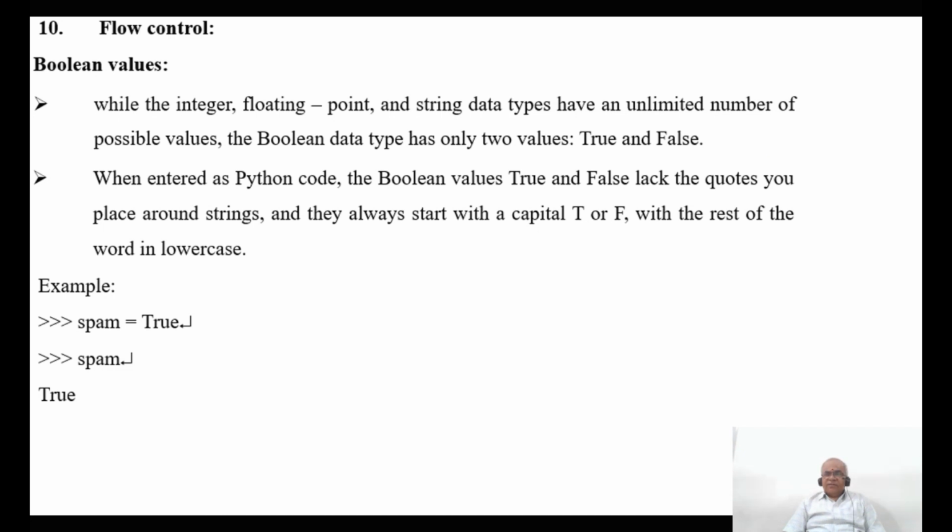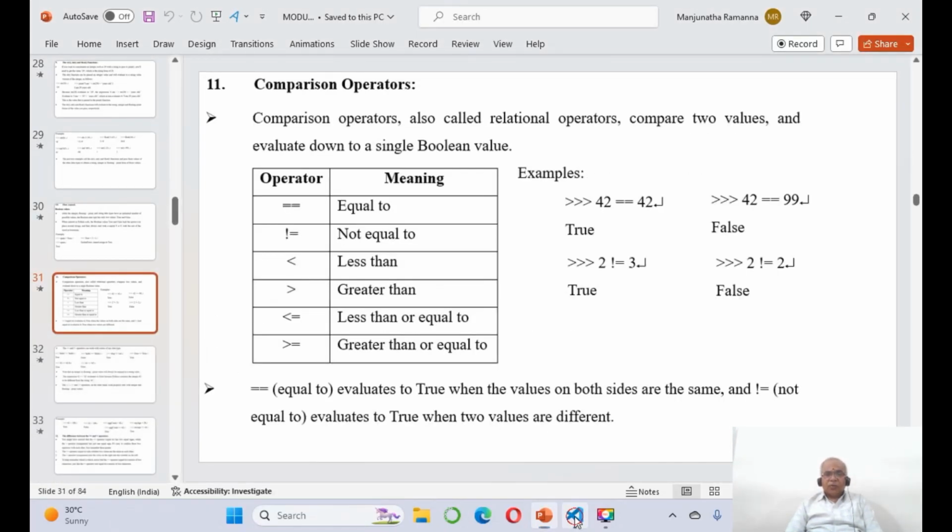For example, if I assign spam equals True, and I print spam, then it will give you True. Similarly, can we use True equals 2 plus 2? It's a syntax error: cannot assign to True as the value. So what does it mean? True is a keyword which you cannot use as a variable. That is the meaning of it. Now we are going to see how it works with the code.